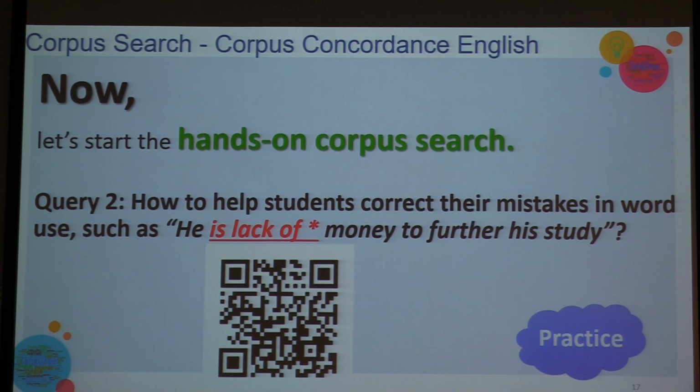So now try to practice the search yourself. If you use a mobile phone, you can just scan the QR code and do the search. If you use a laptop, just go to Google and type Lex Tutor, L-E-X-T-U-T-O-R. You will find www.lextutor.ca. So that's the website you should look for. All right. So I give you 2 minutes.